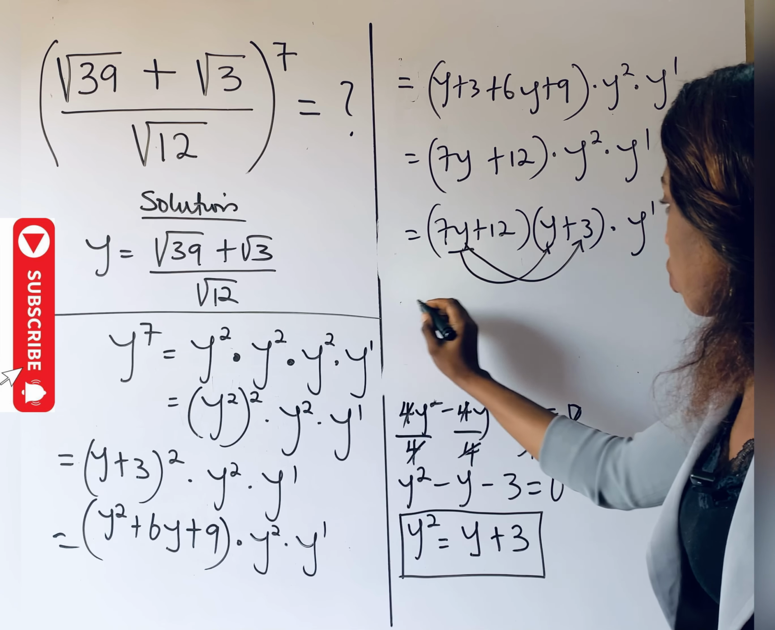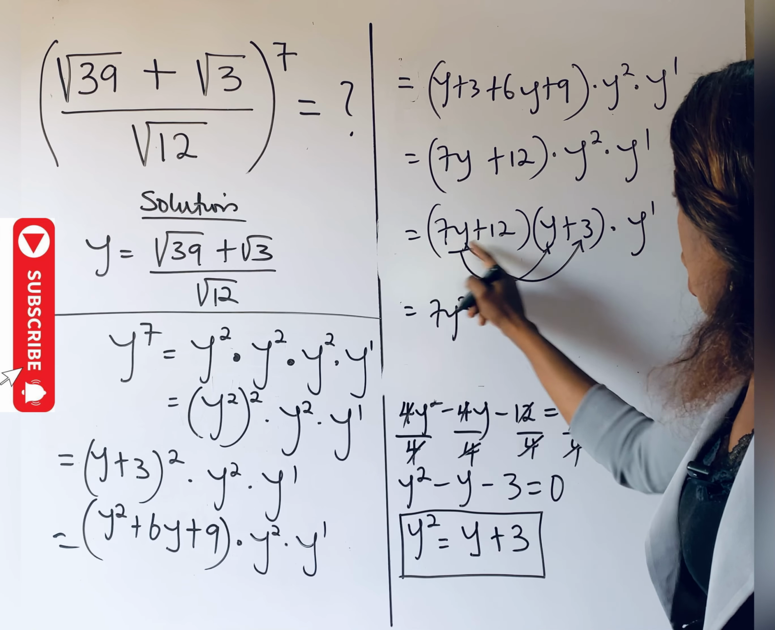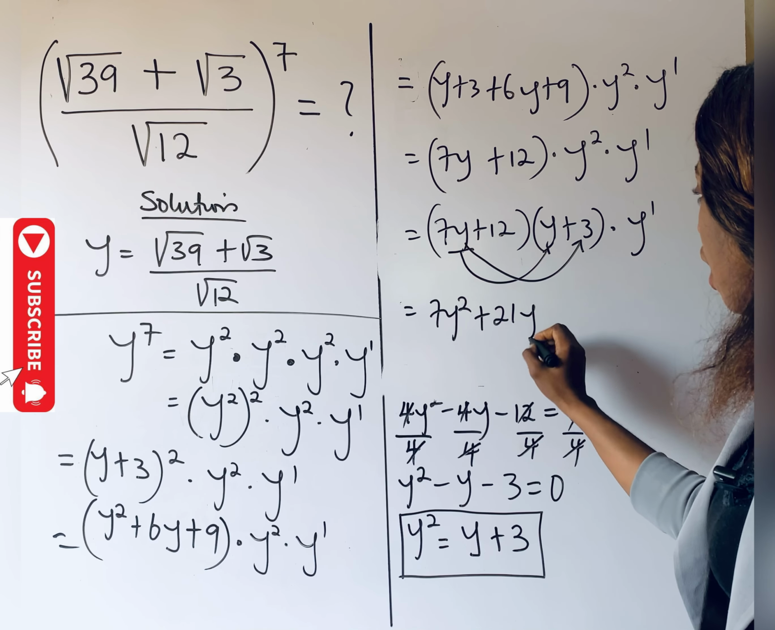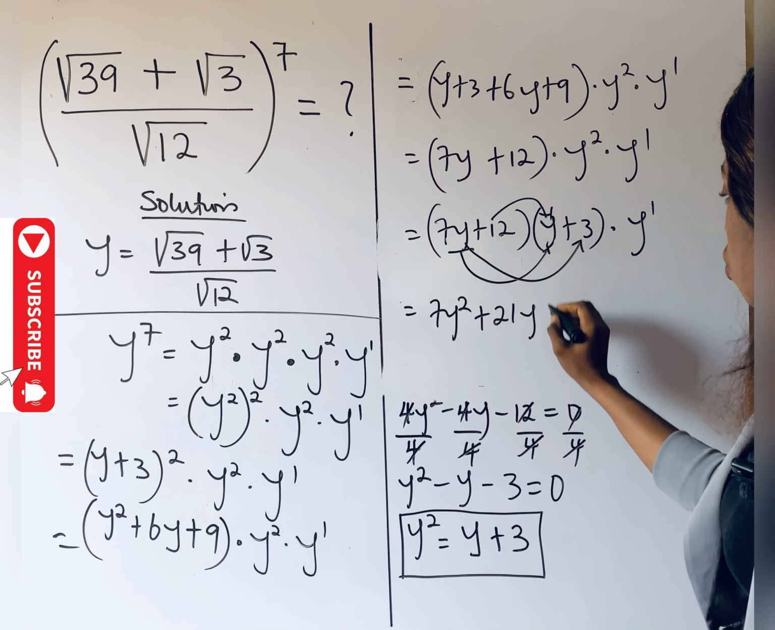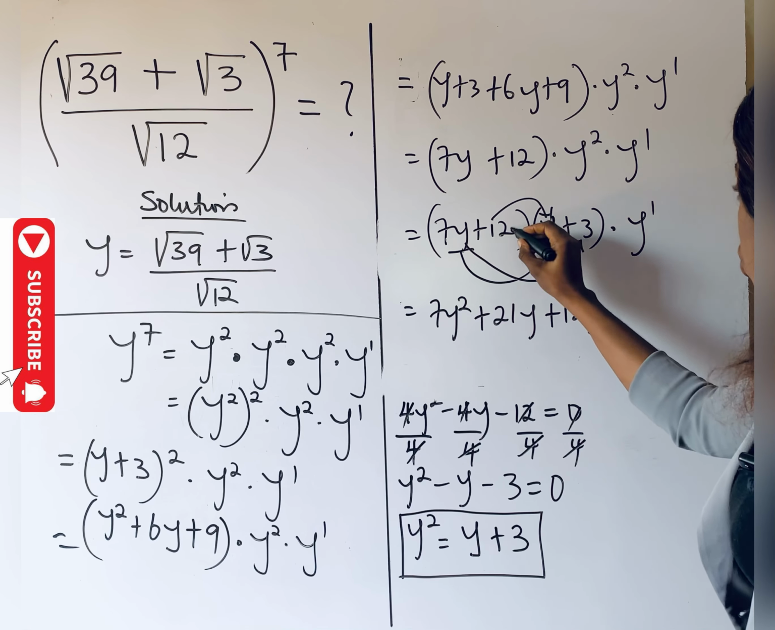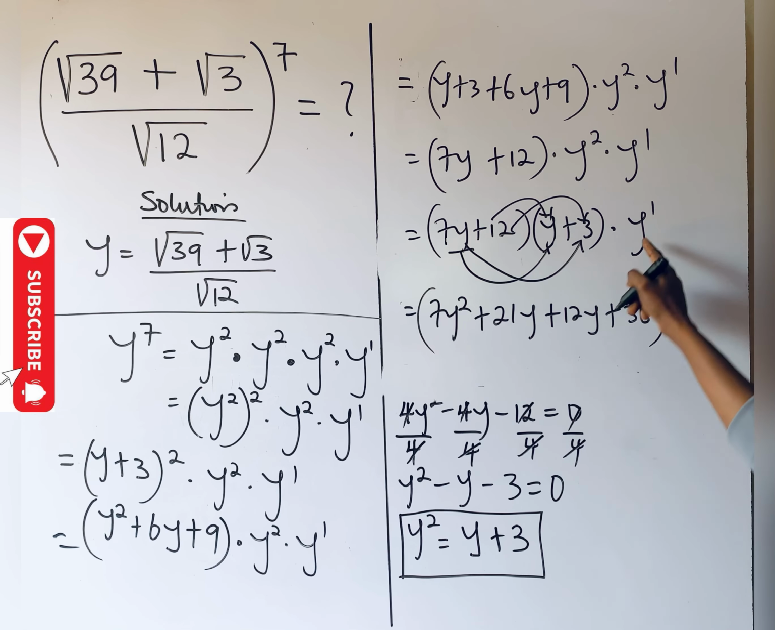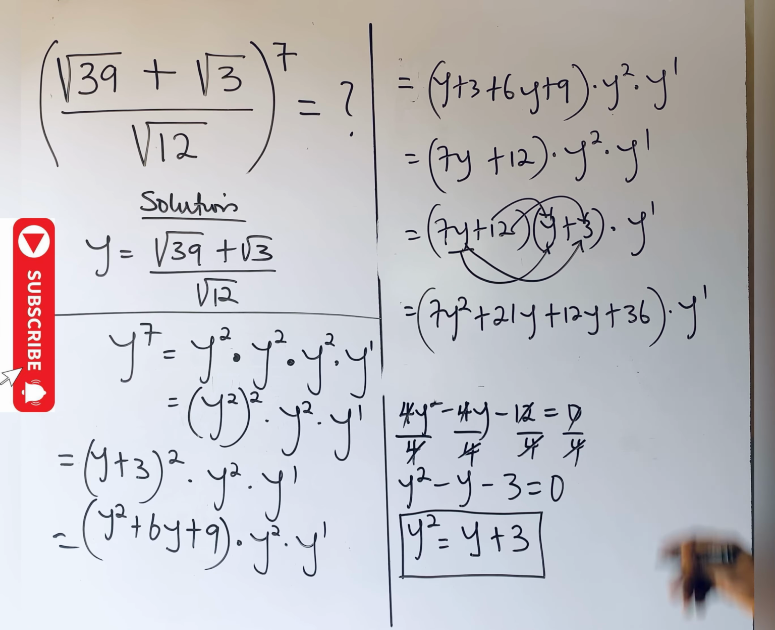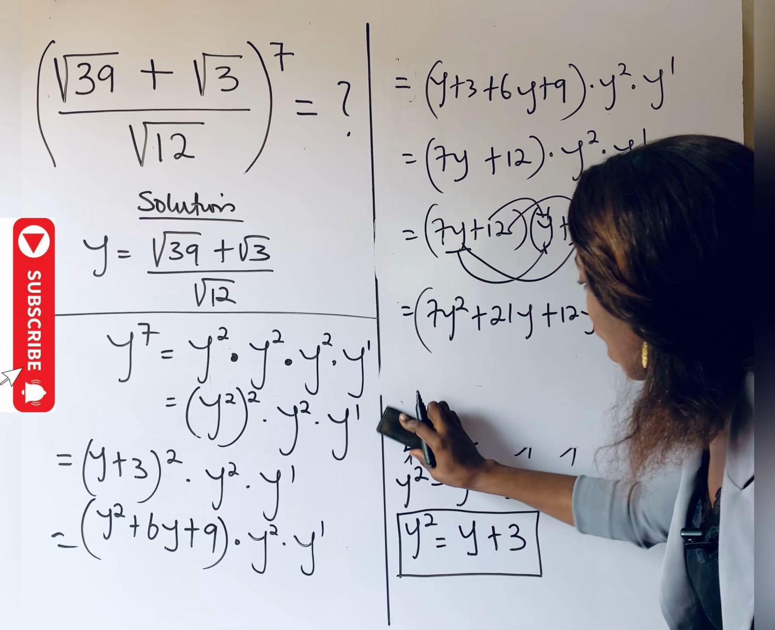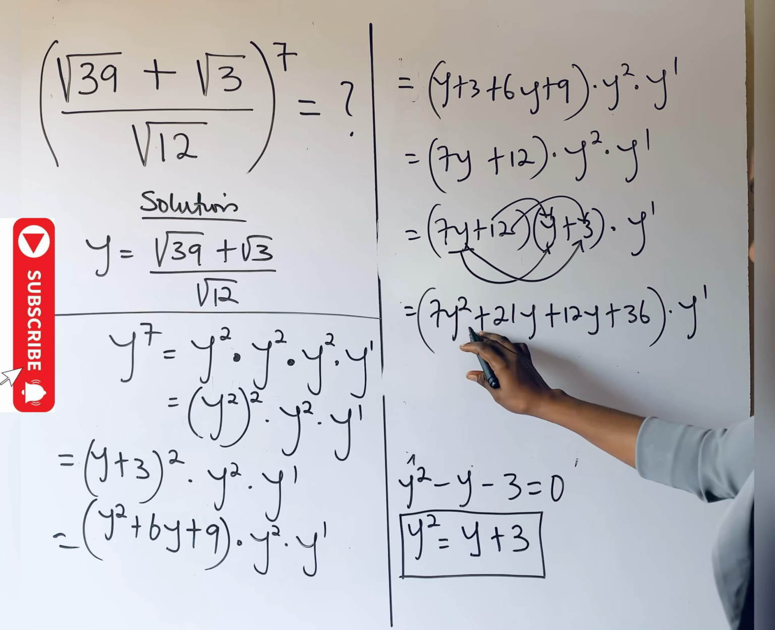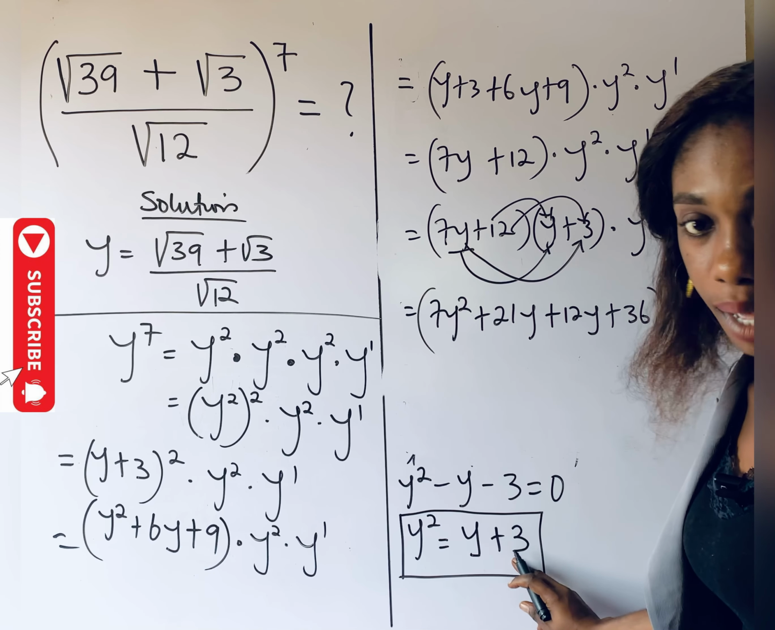So this multiplies will give us 7y squared. If you multiply this, it is 21y. Do the same here. You have 12y, and do the same with this. It gives you 36, and it's also multiplied by y to the power of 1. So you see you have another y squared again. You are going to remove it and replace it with y plus 3.